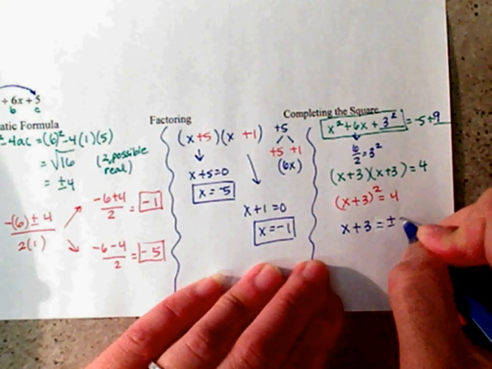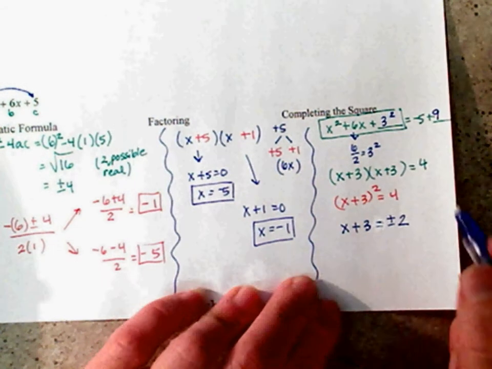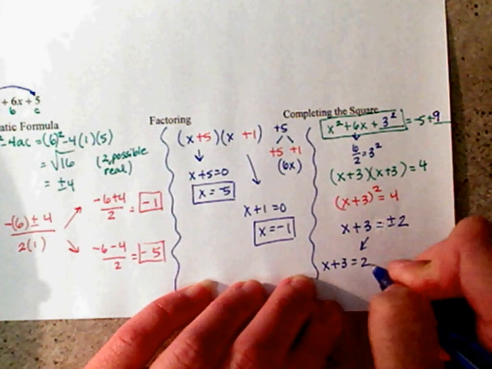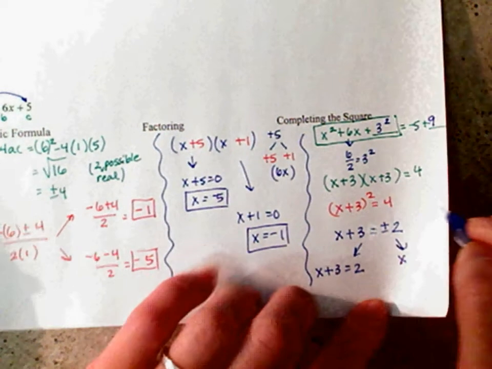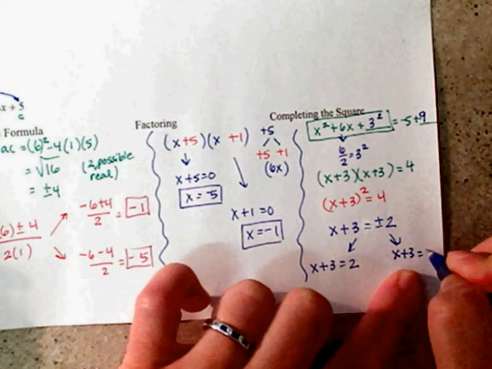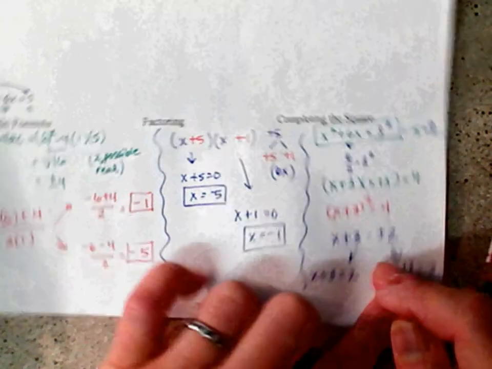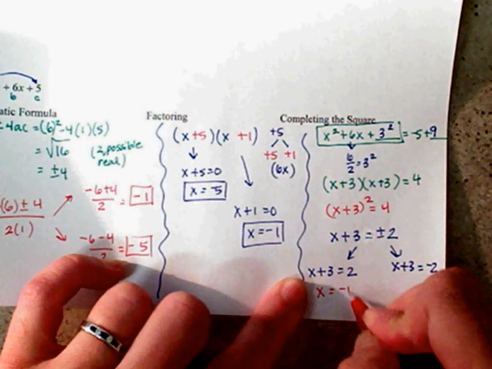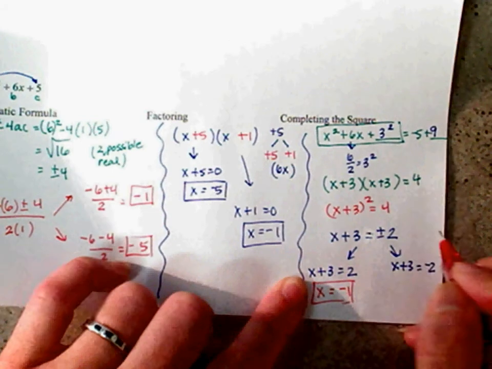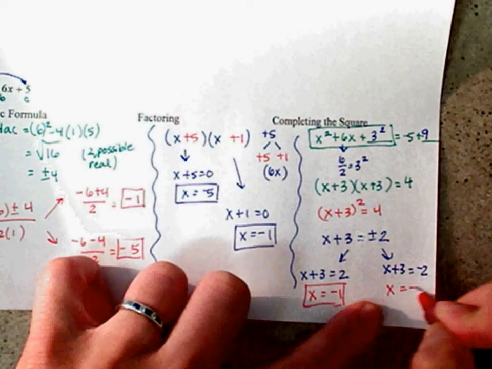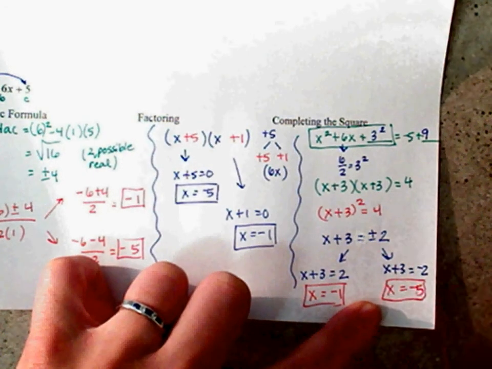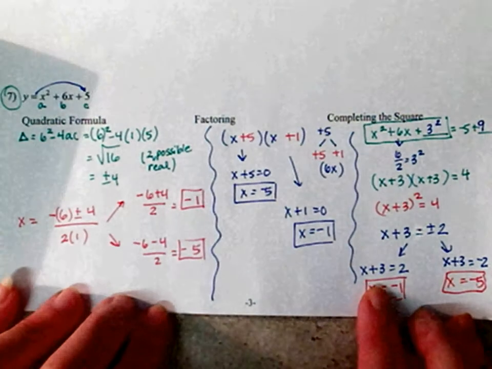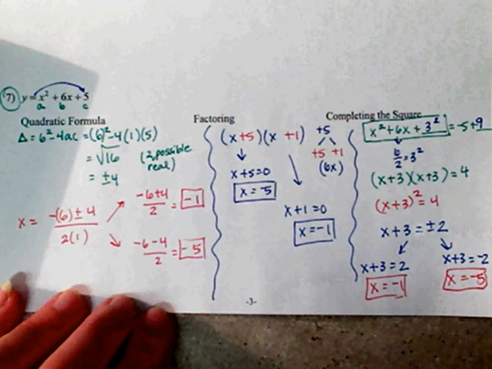Now solve for x, okay? So you're going to have x plus 3 is equal to 2, and the other one is x plus 3 is equal to negative 2. Solve for x. Subtract 3, so x is equal to negative 1. Subtract 3, so x is equal to negative 5. Notice how you have the same answer, 3 different methods. I'm going to stop there for now, and I will continue on the next video.